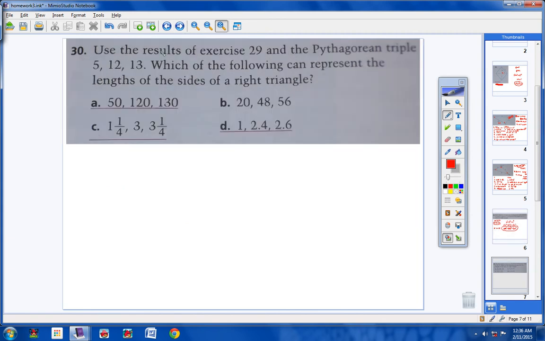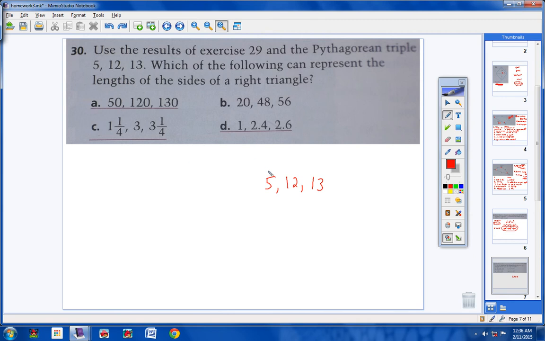So with that in mind, I know I have a Pythagorean triple of 5, 12, and 13, okay? Forget these underlined parts, you can see already these are the correct answers, but I'm not going to worry about that right now. Now, let's take a look at the first one. I have a 5 here, and I have a 50.